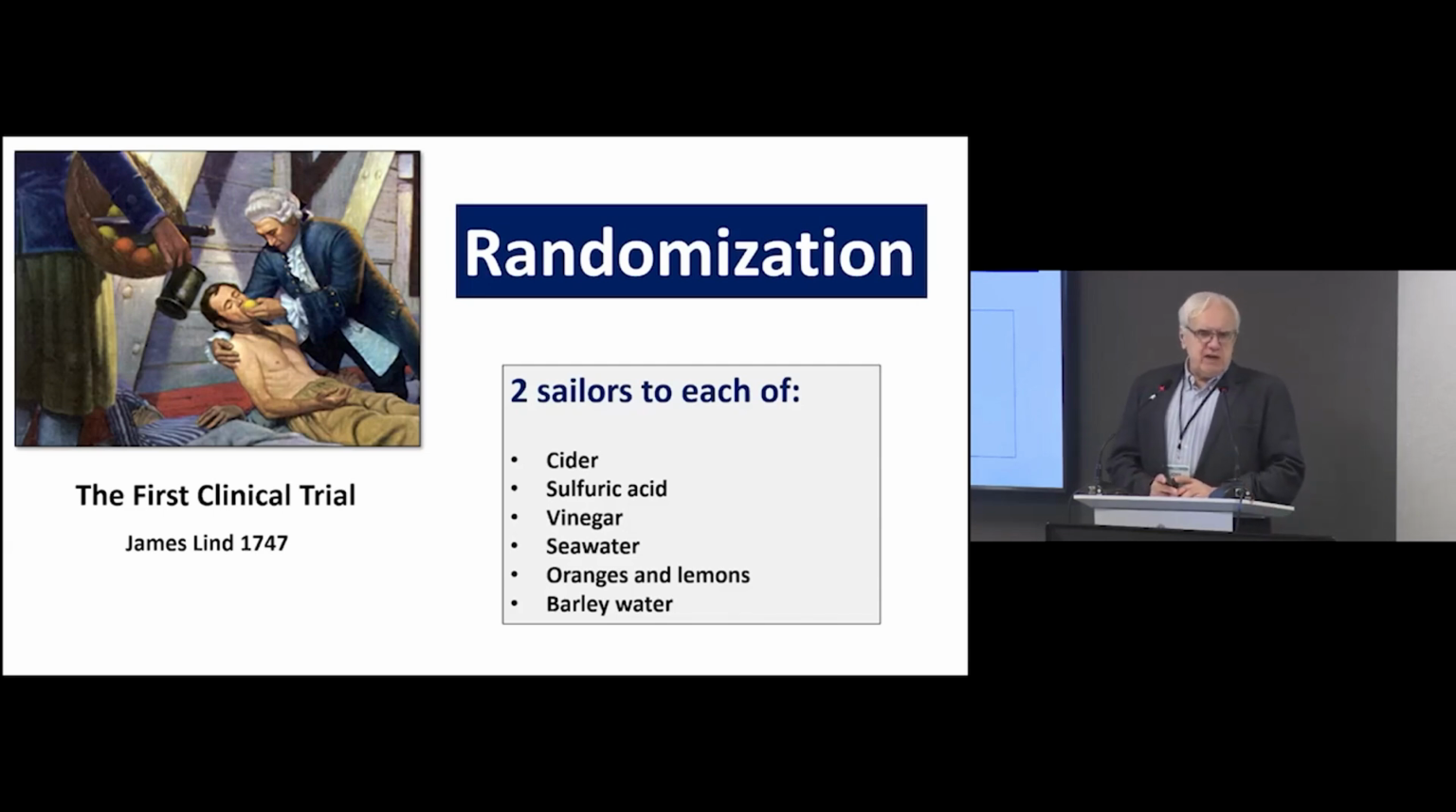And as it turned out, over the next few days, the 2 sailors that got oranges and lemons started to improve to the point that they began looking after the other sailors who were on board the ship. And without knowing what the cause of scurvy was, this trial had provided evidence of an effective therapy for it. And this is the key element in a clinical trial, the random assignment of participants in that trial to an intervention or a choice of 2 or more interventions.